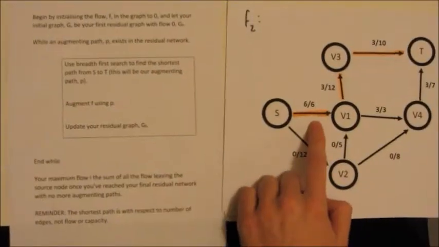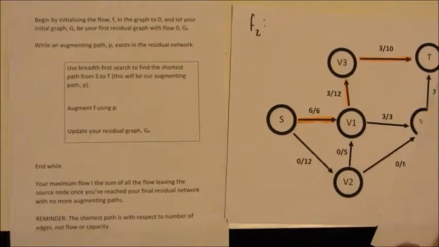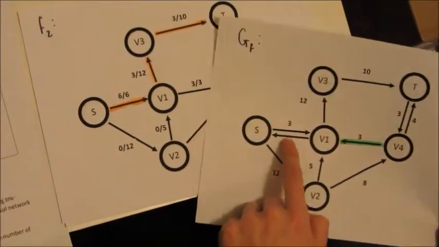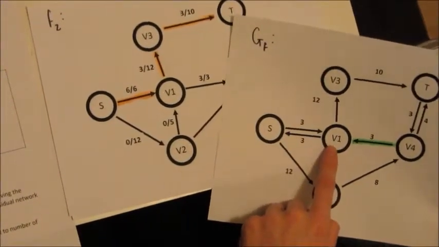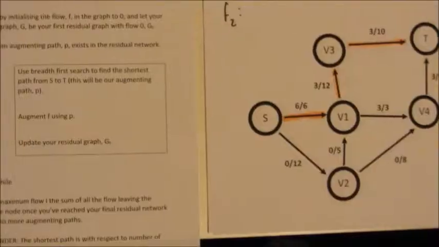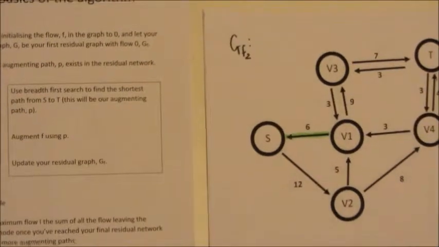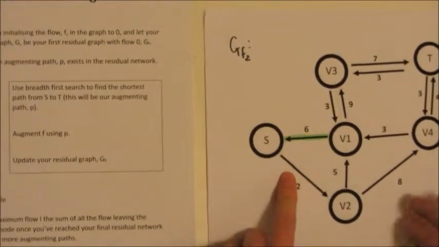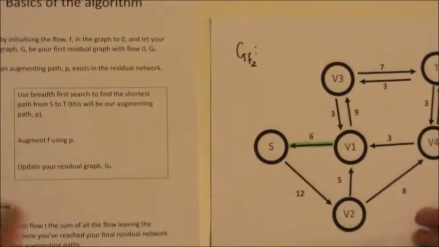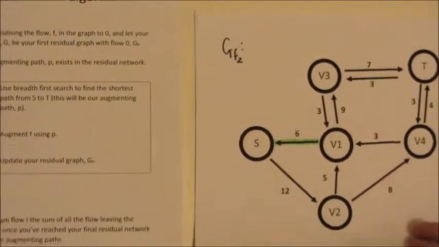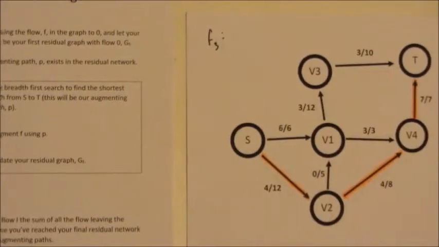We were only allowed to push 3 along these edges because this graph, having been adjusted beforehand, has been reduced to only allow a further 3 to be pushed forward. After having augmented F using P and updating our residual network, we find this to be our critical edge. At this point, it's just a matter of running through the loop, finding new augmenting paths and critical edges, and adjusting your network.